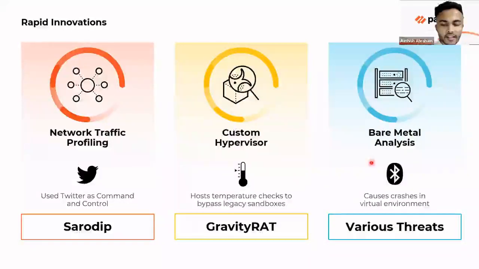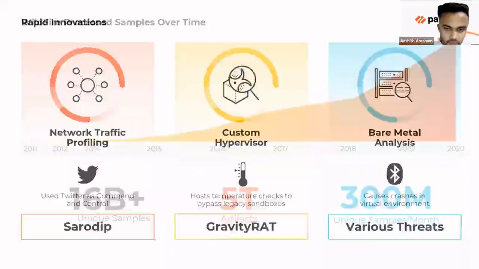Plus, why bare metal analysis? Because sometimes the malware itself will try to see if it is a virtual machine, and it will crash so that you will not be able to run it. So these are things which we have seen, and that is one reason why evolution and innovation has to happen hand in hand.